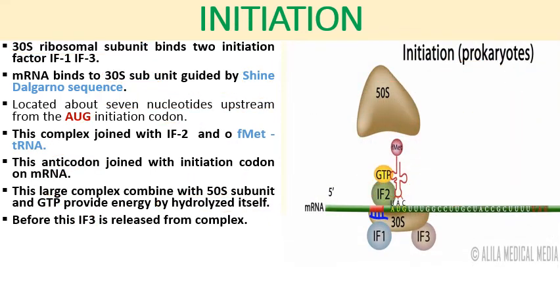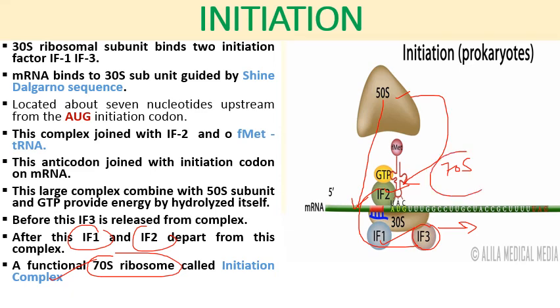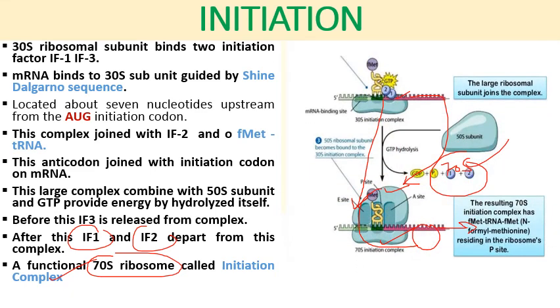So before binding of this largest subunit to this initiation complex, जो IF3 है वो यहाँ से release हो जाता है, and after that IF1 and IF2 depart from this complex, and after formation of this complete subunit जो IF1 है और IF2 है ये भी इस complex से निकल जाते हैं. A functional 70S ribosome called initiation complex, जो ये complete subunit बनता है 50 और 30 का, so which is the functional subunit, और इसे कहा जाता है initiation complex.